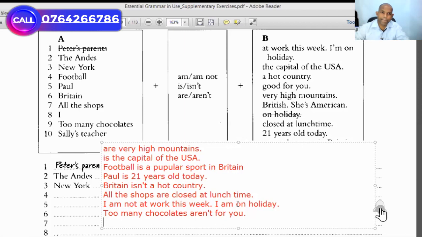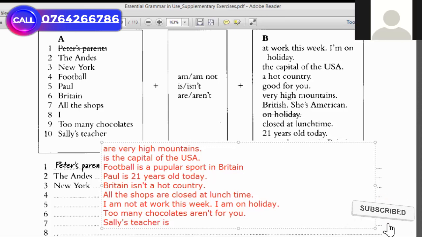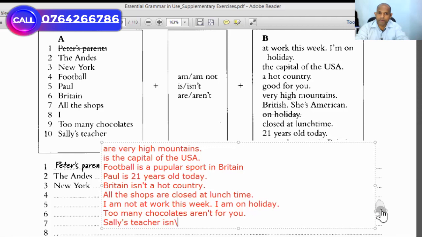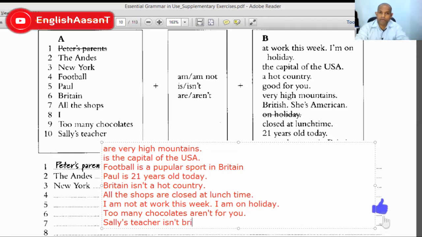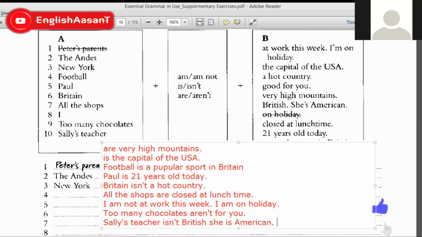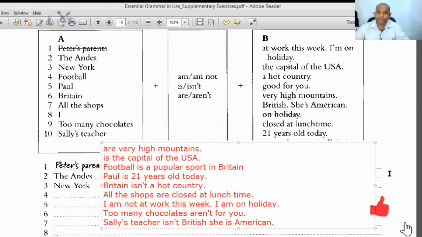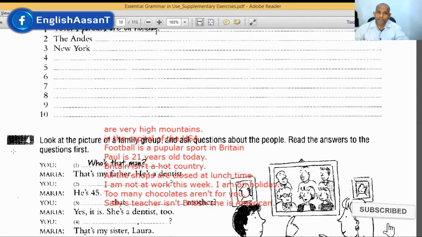Okay. Sally's teacher isn't British, she is American. Good job.